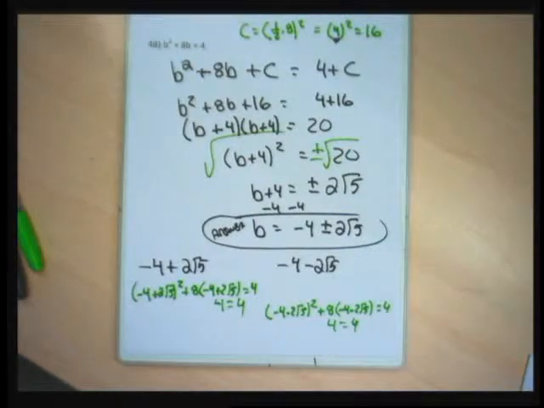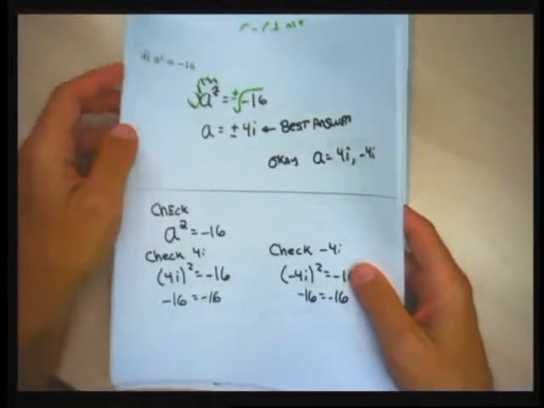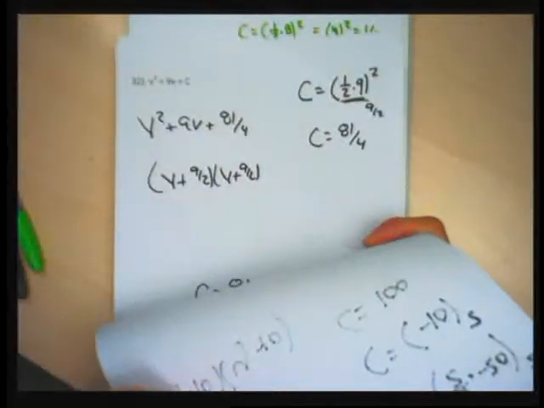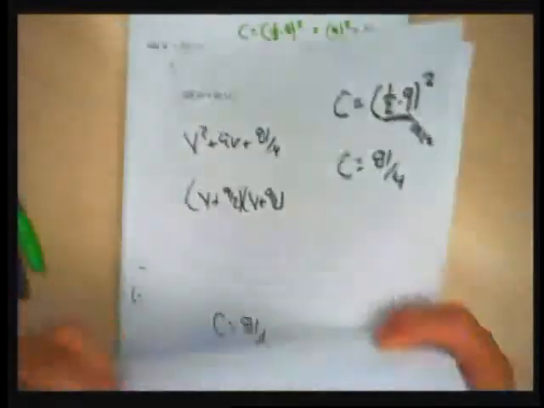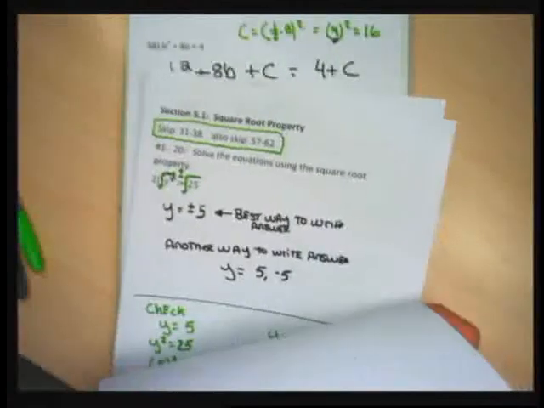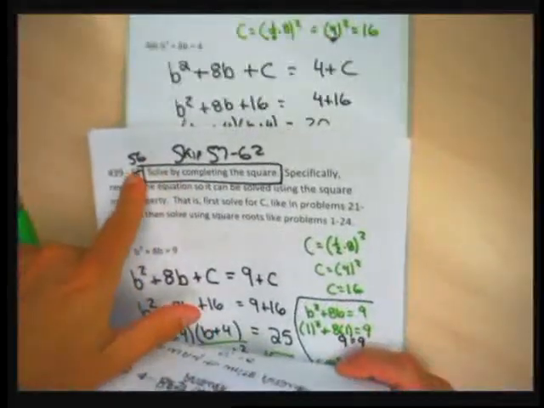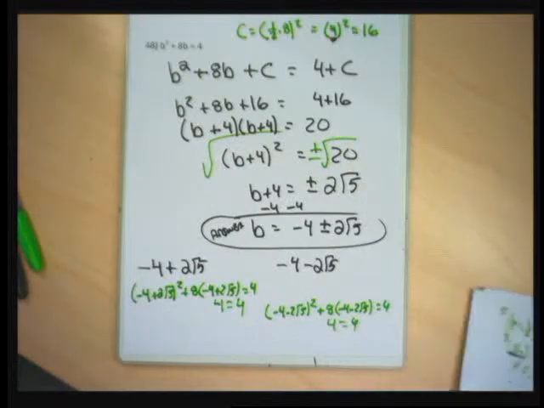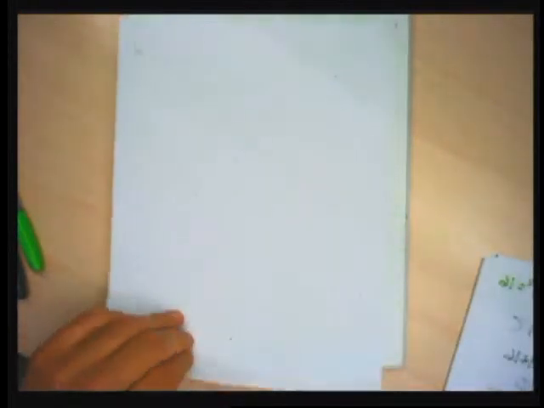And the problems that come on the test are the beginning problems where we're just able to do square roots. The middle problems where they gave me the C, those aren't on the test. And then the last group of problems, between 39 and 56, those are on the test. So the beginning and the last problems are on the test, the middle problems aren't.